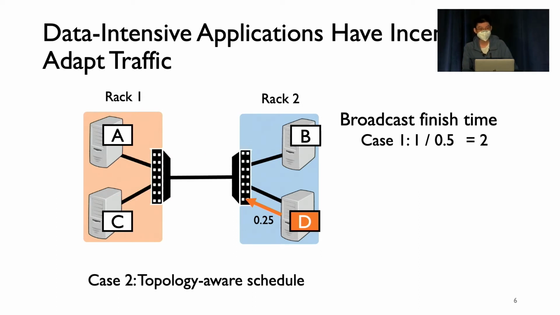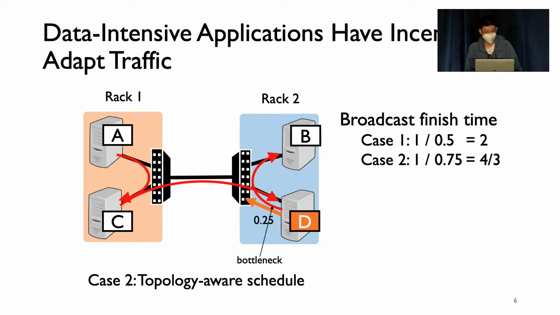Think about it. If we can know the network topology of these virtual machines, we can make the broadcast tree cross the rack a minimal number of times. That is, for example, A to C, C to D, and D to B. The bottleneck now becomes the upstream of VM D. The broadcast time improves from 2 to 4/3 time units.